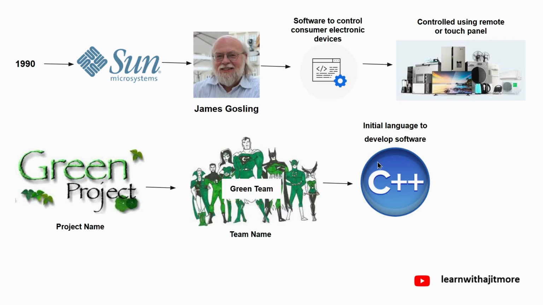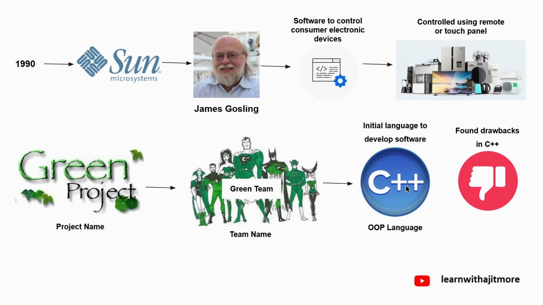So initially they thought of developing that software using C++, but as I said, they found out some language drawbacks in it. Why C++? Because it is object-oriented programming, it is middle level, it has bitwise operators and pointers, all those things give hardware control. So why not use it? But they found out some drawbacks in C++. And now what to do?